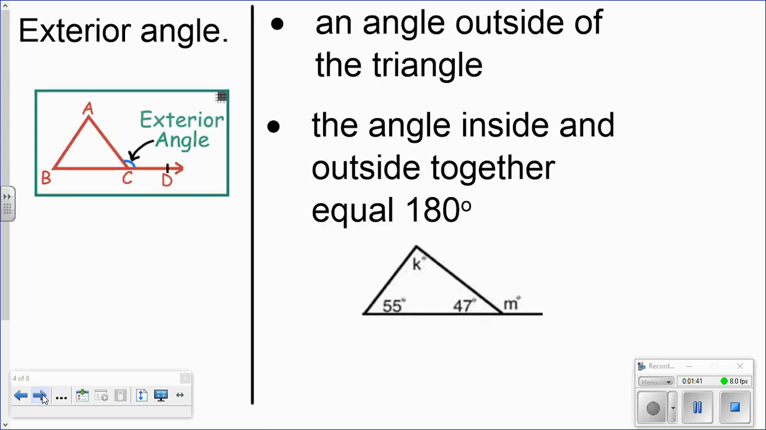An exterior angle is an angle that's outside of the triangle. So the angle inside and outside together equal 180 degrees. In this example, 47 degrees is inside and the M is outside. I know that together they equal 180 degrees, so if I take 180 degrees minus the 47, that means M is 133.